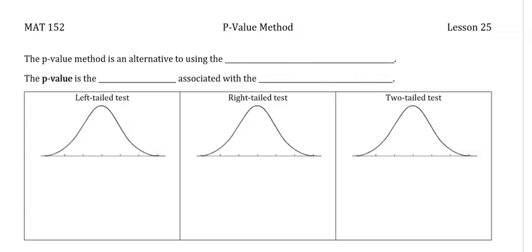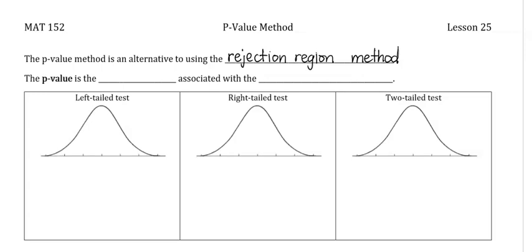In this lesson, we are going to be exploring the p-value method. The p-value method is a way that we can do hypothesis testing, alternatively to using a rejection region. So we've seen examples where we have critical values that determine a rejection region. It's either to the right, the left, or on both sides of those critical values, depending on if it's a left, right, or two-tailed test.